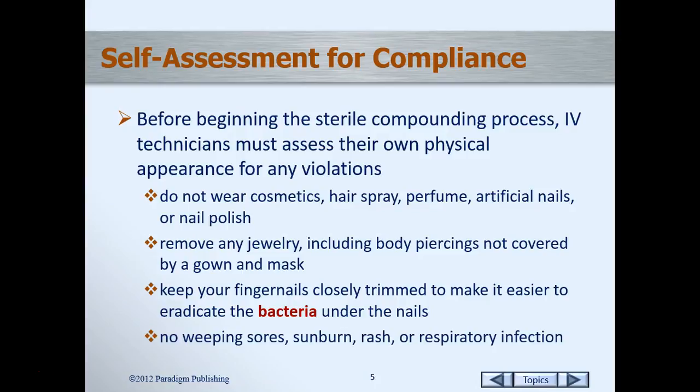We also need to make sure that we have no weeping sores, because those could actually absorb through some of the gowns that we would use. We don't want to have a sunburn. Generally, with a sunburn, your skin starts to get dry and may peel, so that could cause contaminants. A rash, again, could be scaly and slough cells, or you might itch. And also no respiratory infections, because airborne contaminants, viruses, or bacteria on coughing may occur.